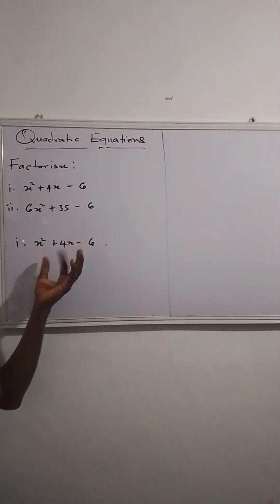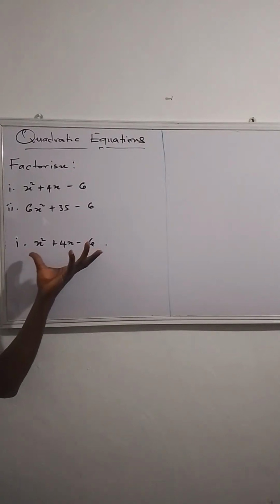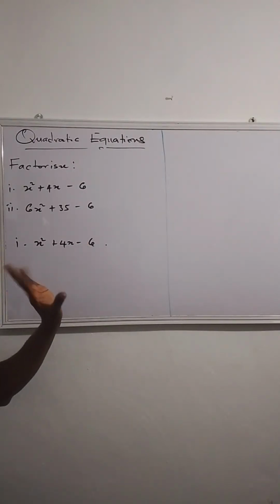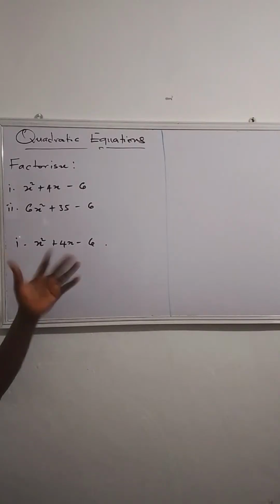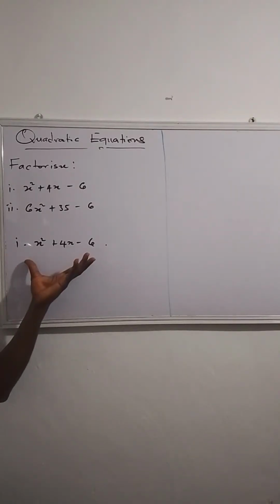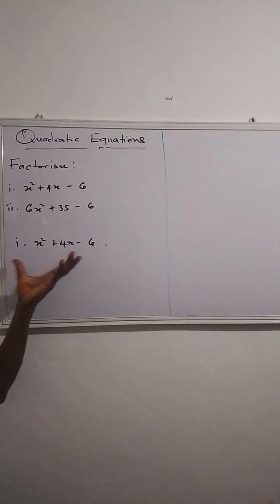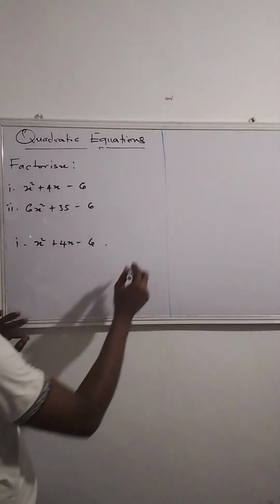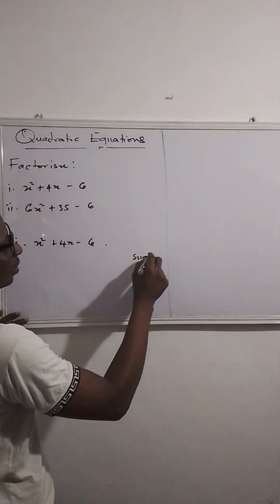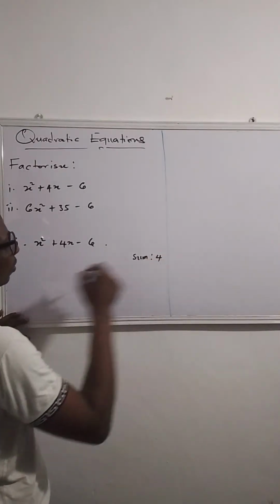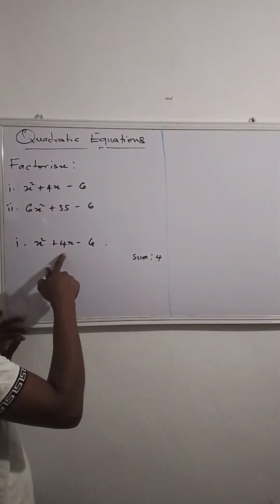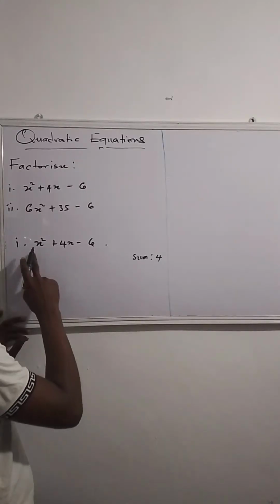Now when you look at this quadratic expression, we see that it's not factorizable. Why? Now look at it. The sum is 4. That's the coefficient of x. And the product is minus 6.